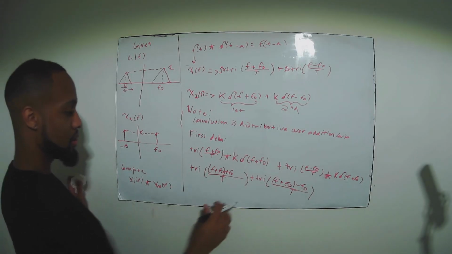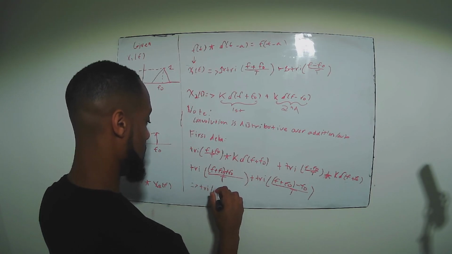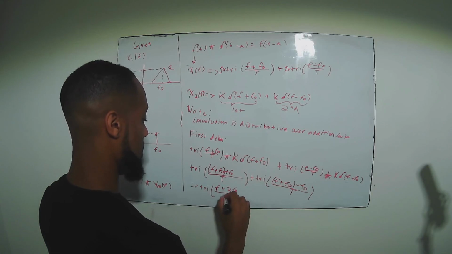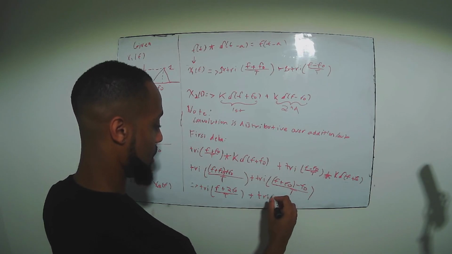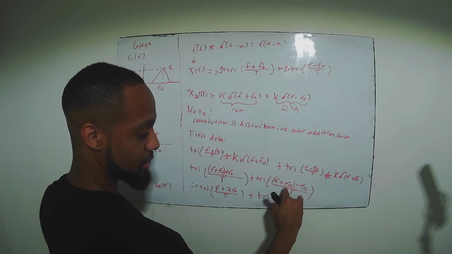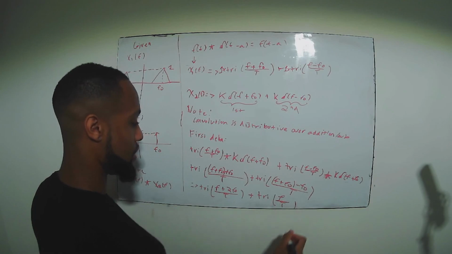What you notice here is this one shifts all the way to trie of (f plus 2f naught) divided by t, and then over here we're going to get a plus trie of f. So these are going to cancel because this is f plus f naught minus f naught. The f naught's canceled. So now we have a trie here.